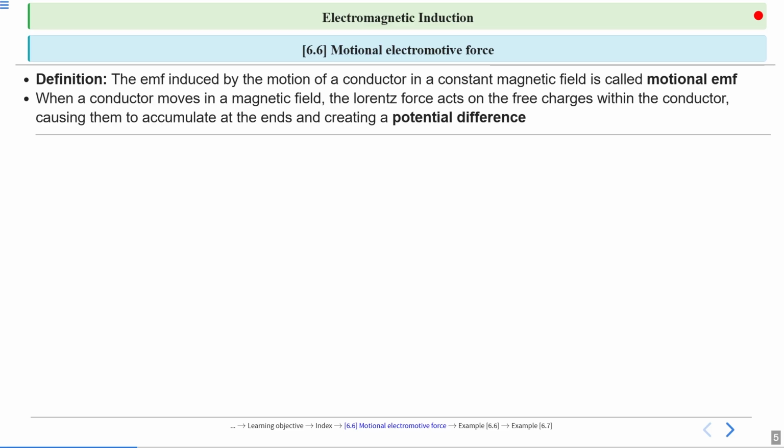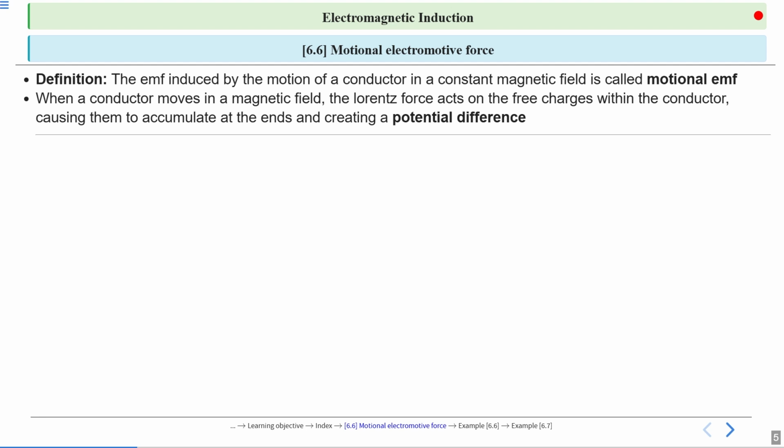When a conductor moves in a magnetic field, the Lorentz force acts on the free charges. We know that on the moving charges there is a Lorentz force, but inside a conductor there is no force due to electric field because electric field doesn't exist inside the conductor. So only magnetic force will act on the moving charges present in the conductor. In the Lorentz force, E is 0.